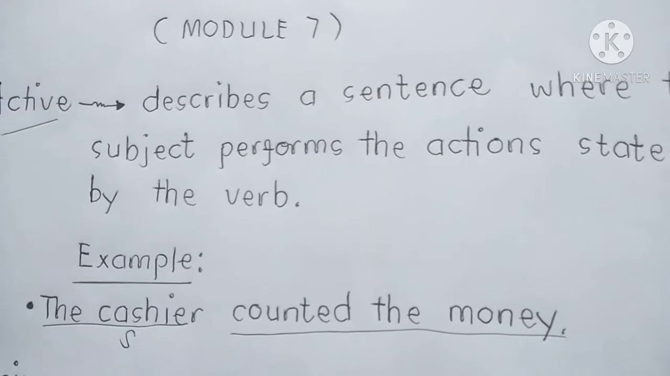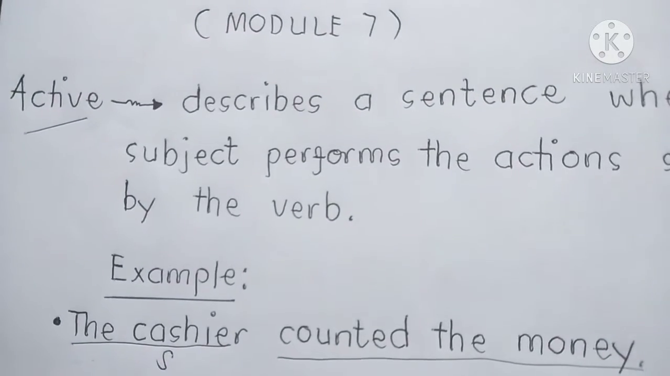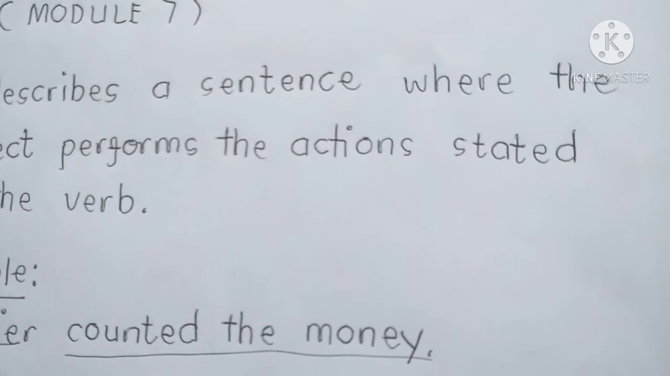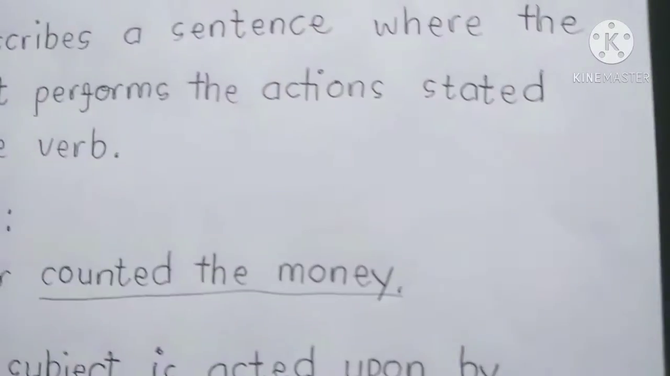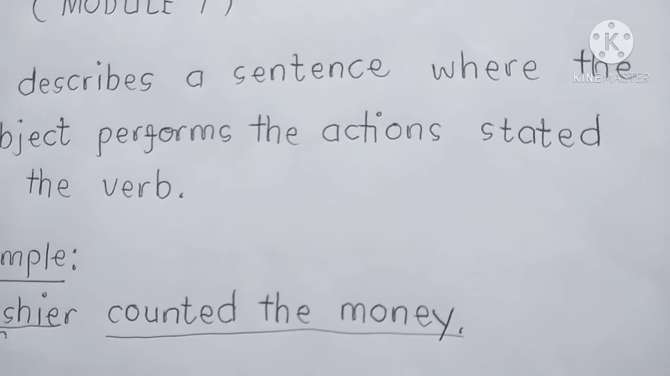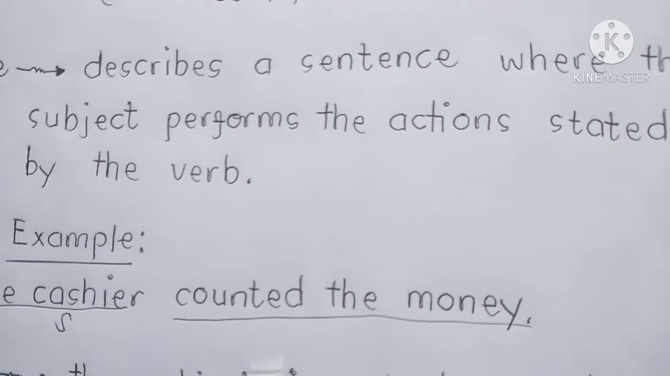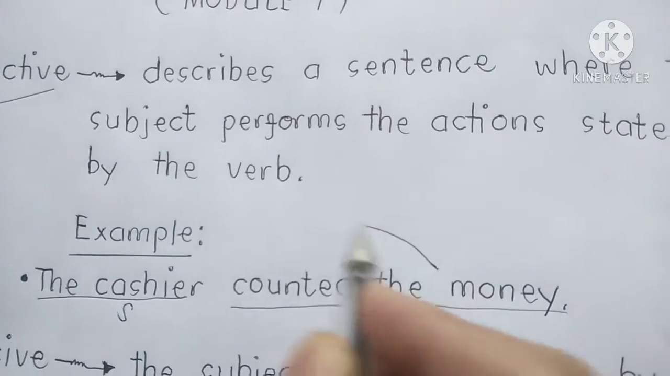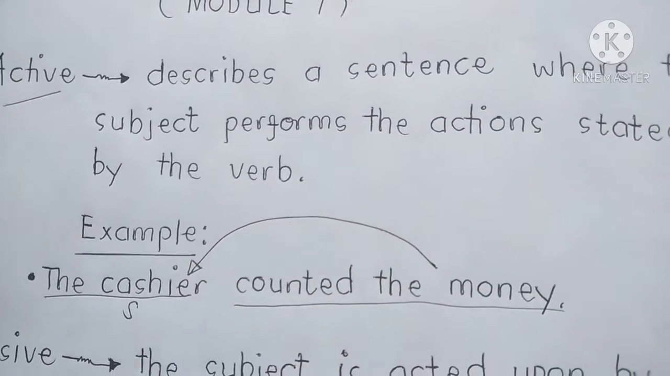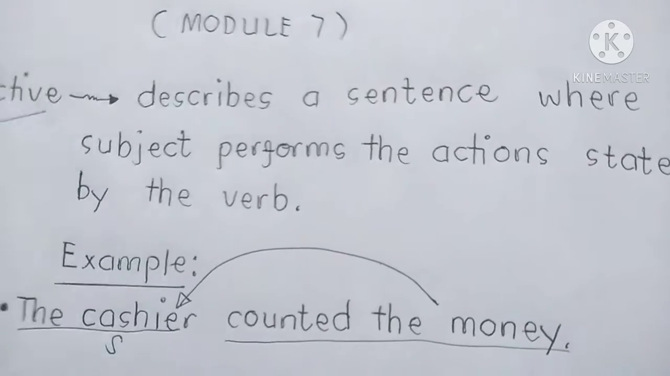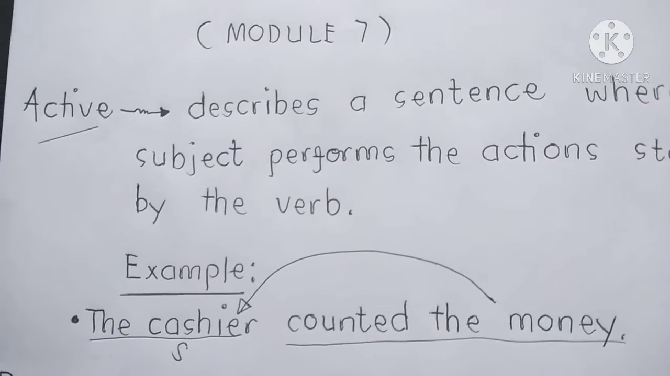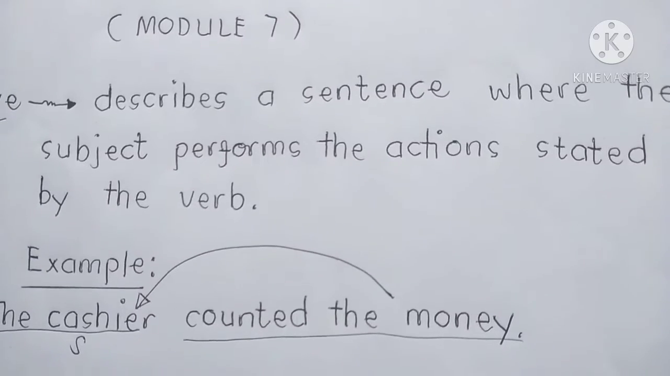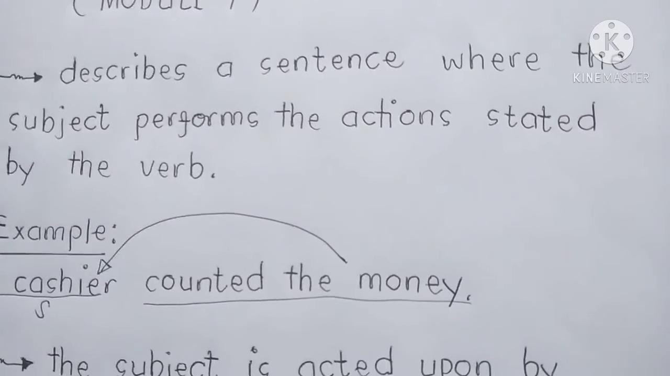That means this particular sentence is active. Again, why? Because active describes the sentence where the subject performed the actions. Who counted the money? It will answer, it's the cashier. And that is active, my dear students, to easily understand or distinguish active from passive.